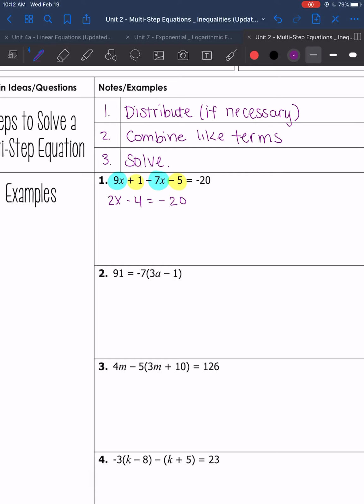So now I want to solve for x. So to solve for x, I need to do PEMDAS backwards. So we're going to add and subtract first. I'm going to deal with the negative 4, so I'm going to add 4 to both sides. And then I have 2x equals negative 20 plus 4 is negative 16. And now I'm going to divide by 2. So x equals negative 8.